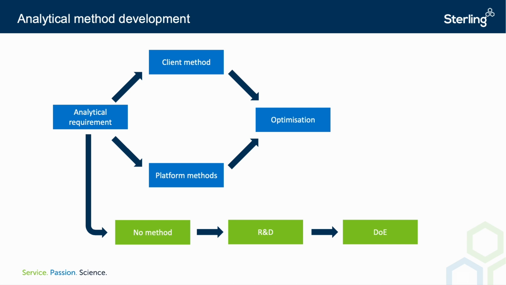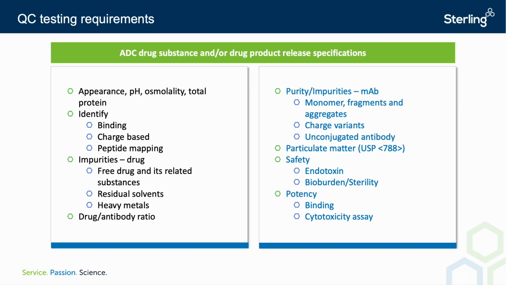We combine the experience of the Stirling site with literature reviews of relevant publications, and we use design of experiment studies to quickly find suitable parameters for testing and then optimize from there. The requirement for these analytical methods is driven by the required drug substance or drug product release specifications, which are set by the regulatory bodies such as the FDA. Generally, these attributes can be summarized as identity, purity, impurity, potency, and safety. Each of these attributes will have a range of analytical methods that are required to be put in place.